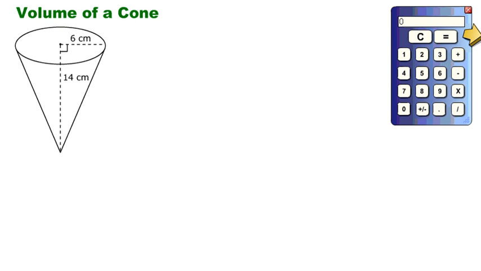Let's suppose this were a large waffle cone and we want to find out how much ice cream we can put inside of it. That would be finding the volume of a cone. The formula that we use for volume of a cone is just a little bit different. It's still got capital B times H, but we're going to take a third of it. It's not hard to do.